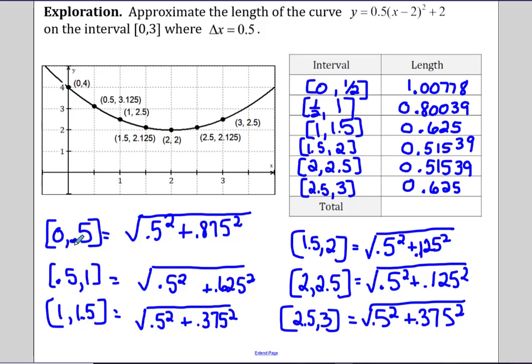So here you see each increment moving to the right a half of a unit each time, finding the hypotenuse by using the Pythagorean theorem. I found all of these lengths, and those total up to be 4.08895. So the length of that curve, adding up each hypotenuse along each little imaginary triangle, we've discovered the length of that arc as an estimate.